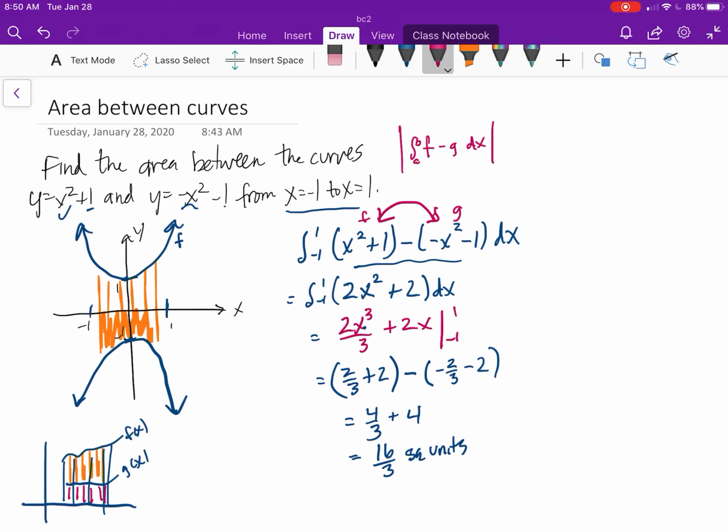Okay. When these curves intersect, we gotta think about it slightly different, but for this one, you know, if you got a negative, switch to positive, it should be good.